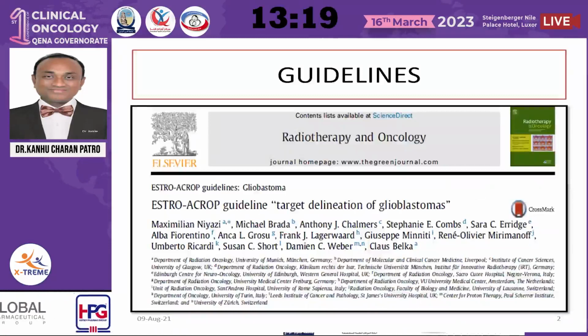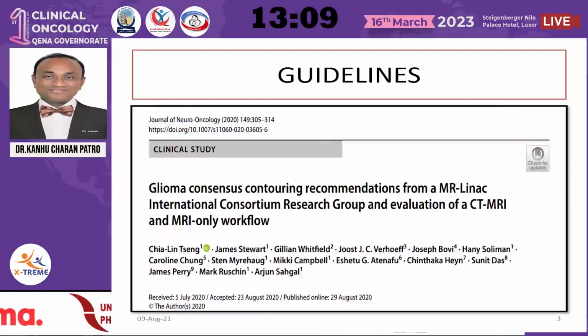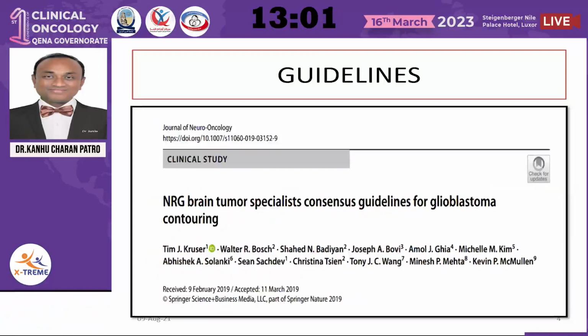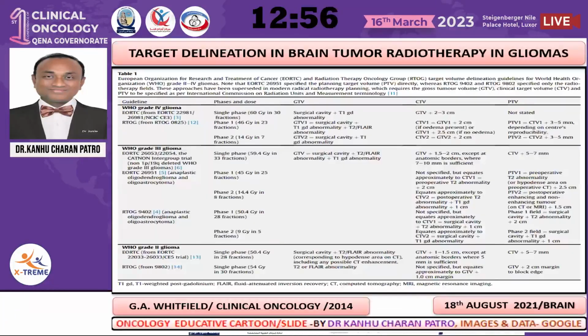If you go to the guidelines, the ones we mostly follow are the ISTRO ECROP guidelines, which compare the EORTC and RTOG. Another is the MR-Linac International Consortium Research Group evaluation. Another is the ENERGY group guidelines. If you compare them in this table, see the upper part: WHO grade for glioma, with most of the trials EORTC 22981, EORTC 26981 and RTOG 0825.